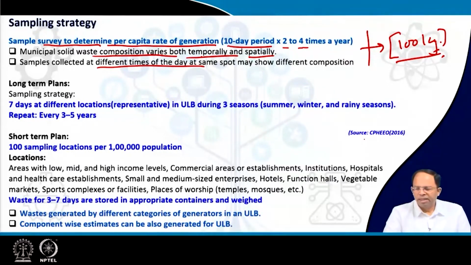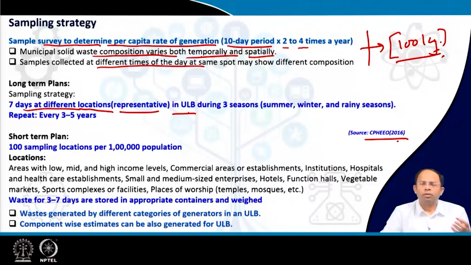Now, as per CPHEEO guidelines, we can go for both short-term and long-term plans for solid waste management. If I am going for long-term plans, the sampling strategy should be 7 days at different locations, and these are representative locations in the ULB. What does it mean? If I want to find out how much waste is generated in residential areas, I will select a few residential areas which are representative and then analyze the garbage that is generated over there.